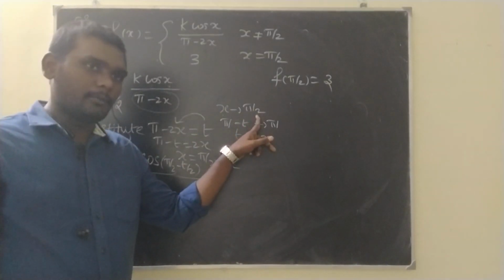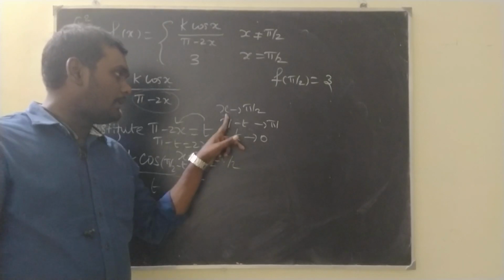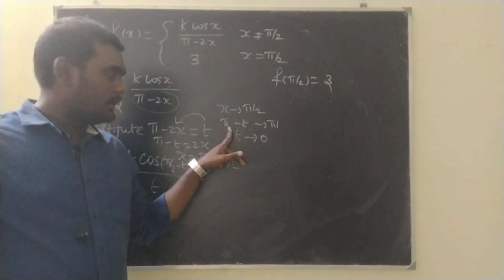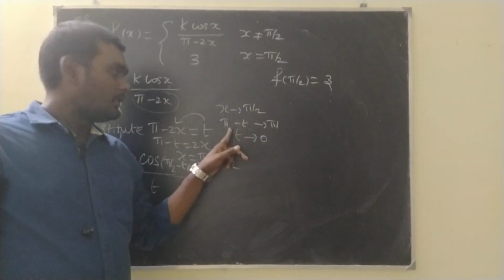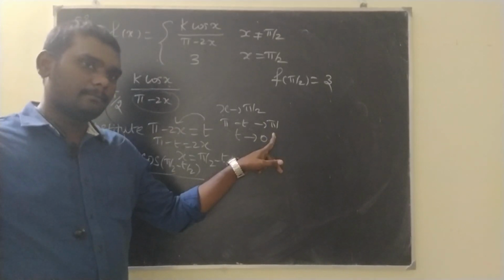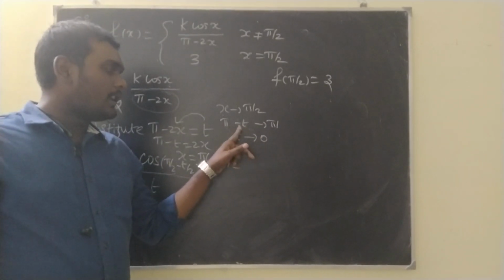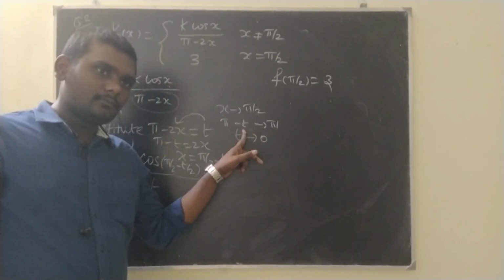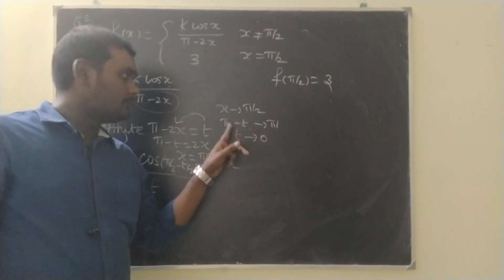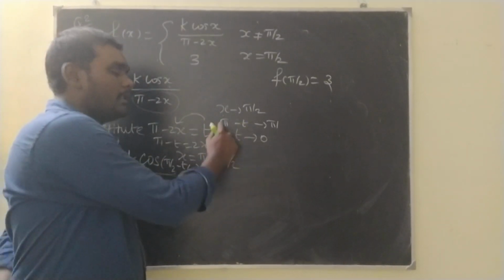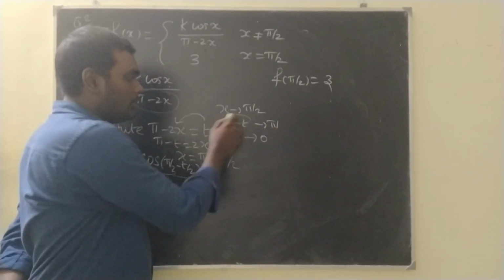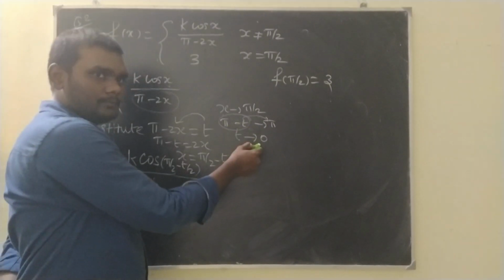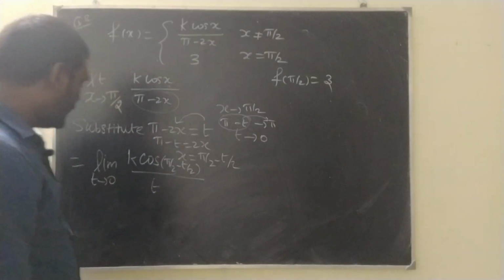See, x tends to pi by 2. X we change to pi by 2 minus t by 2. In that I just removed all the 2. Then pi minus t reaches to pi. Then t reaches to where? When will this reach pi? Only if t is 0, right? If t is 0 only, the whole value will become pi. That is what this means. The whole value is becoming pi when t is 0. That is why t is 0.